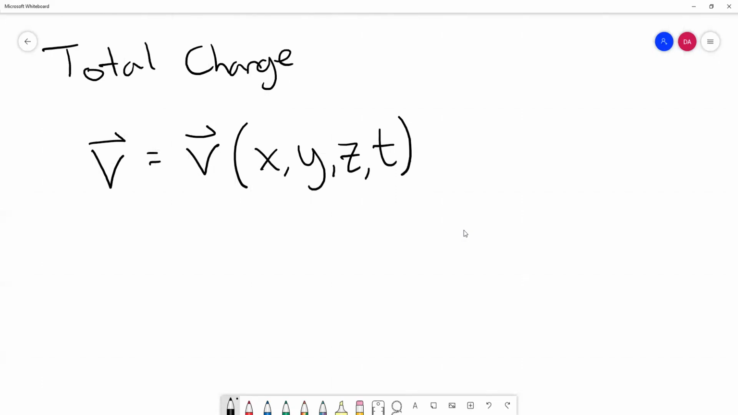Now, we can do this by first trying to figure out what a differential of velocity is. Remember, this example doesn't just apply to velocity. You can apply it to any function as long as you know what the variables in that function are.